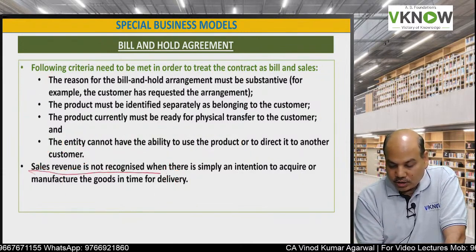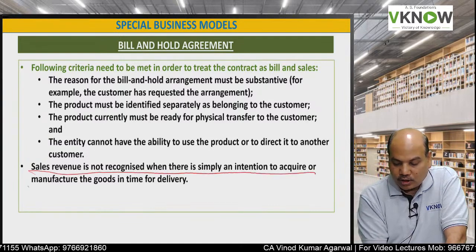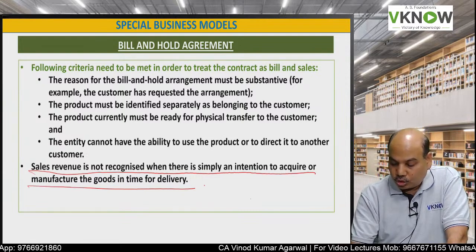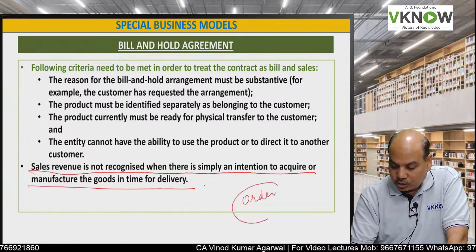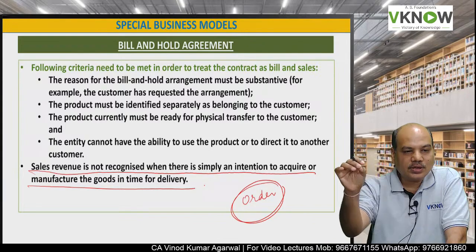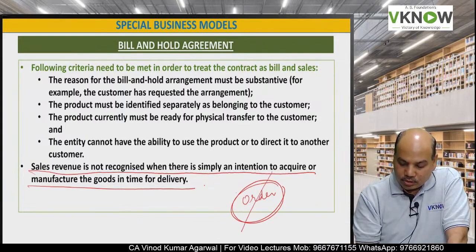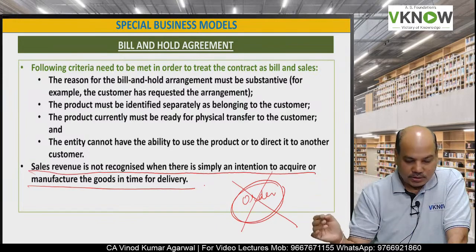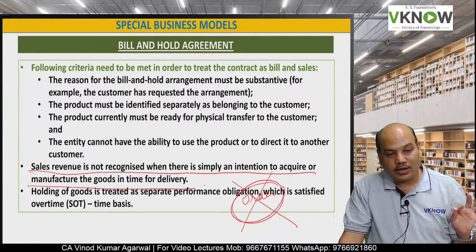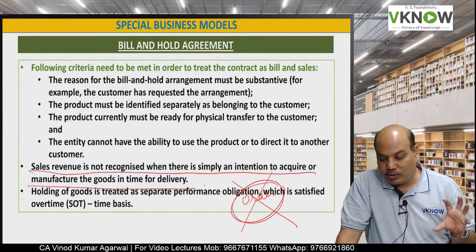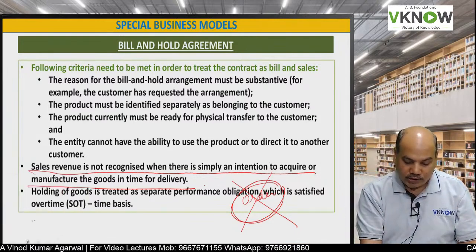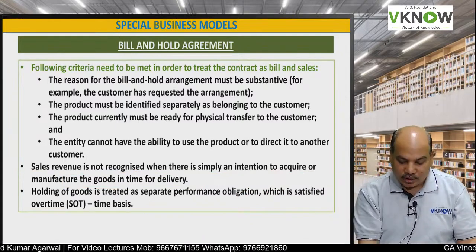Sales revenue is not recognized when there is simply an intention to acquire or manufacture the goods in time for delivery. So you place an order with a supplier. The supplier says, "I am going to manufacture in 3 months and then I will deliver it to you." Revenue is not recognized in such cases, when the item is not ready but will rather be acquired or manufactured in a future time period. So the amount received from the customer is treated as advance.